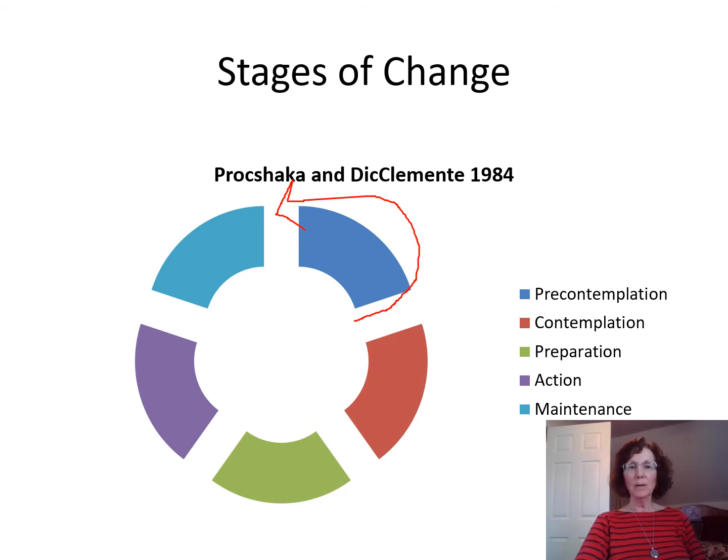The next one, I went the wrong way with the arrow, so we'll go this way, is contemplation. Contemplation is the stage of change we're in when we're thinking about changing a problem. We're going to contemplate it. We're going to weigh the costs. In preparation, we start to prepare to make changes.